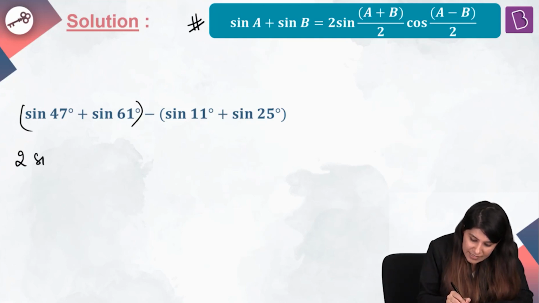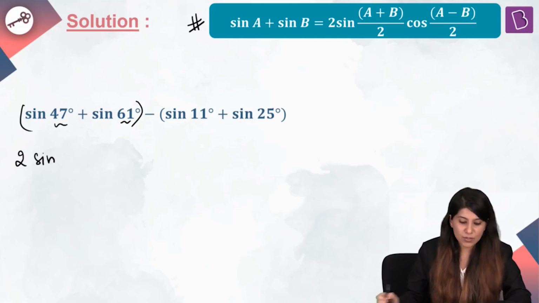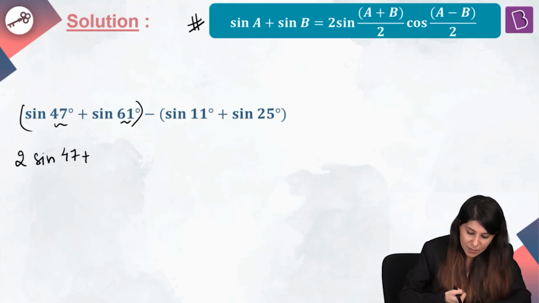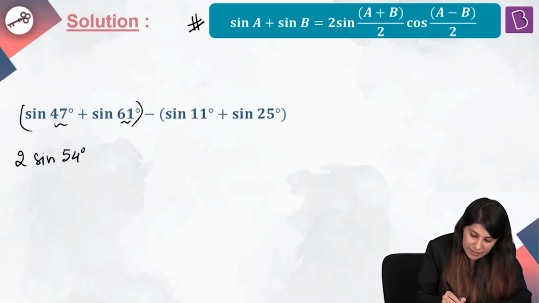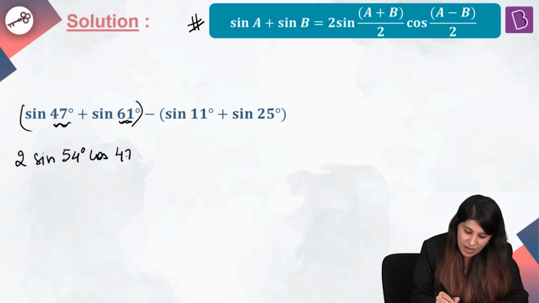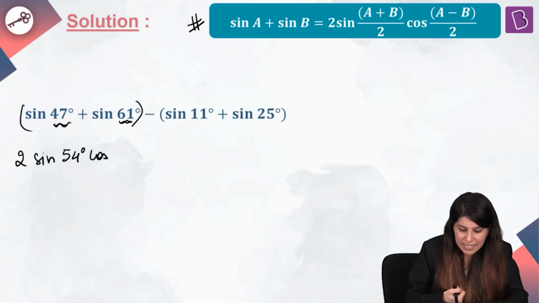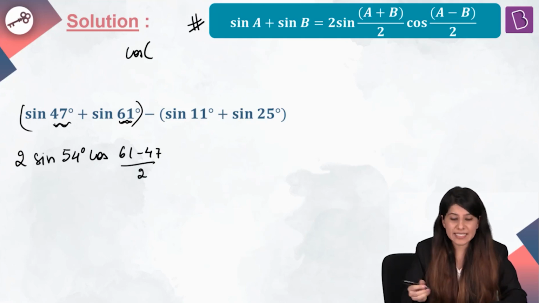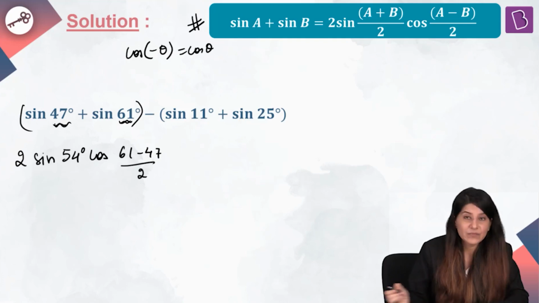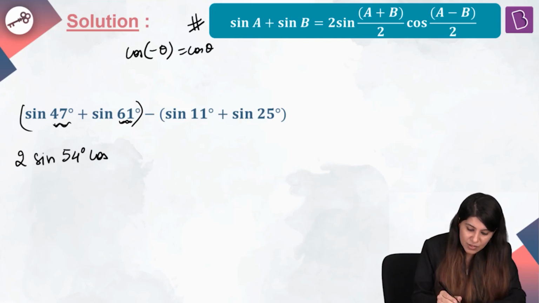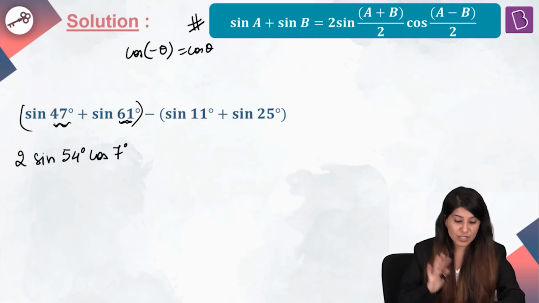So, 2 sine A plus B by 2, that means 47 plus 61 by 2. That gives me what? 108 by 2. That is 54 degrees. Yes? Cos A minus B by 2, that means difference of these two by 2. So, 47 minus 61 by 2, or rather 61 minus 47 by 2, because we know that cos of minus theta is nothing but just cos theta, isn't it? So cos 61 minus 47 by 2, if you solve this, you're going to get 7 degree. So first two terms are sorted.